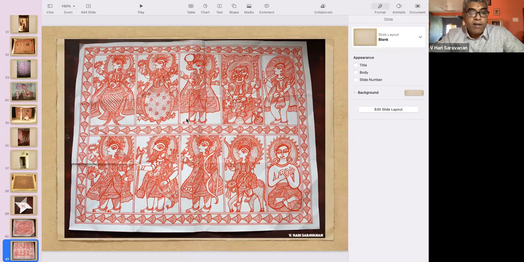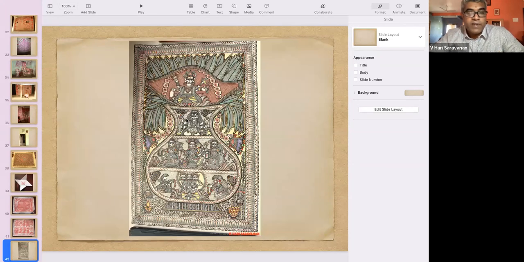Again, in the same style, you've got the Dasavatara. And this is one of a recent creation which has got color also, but it's a line drawing tradition, the Kayastha tradition of the Kumbha.